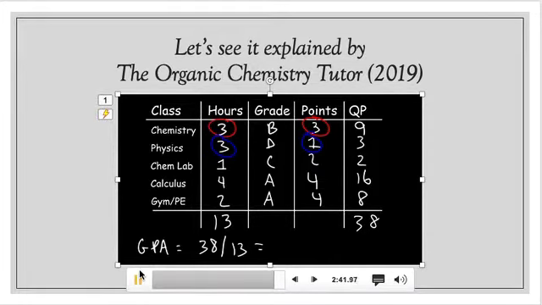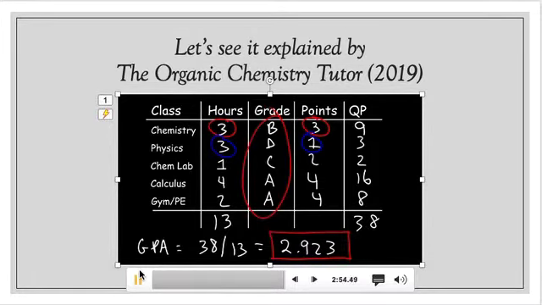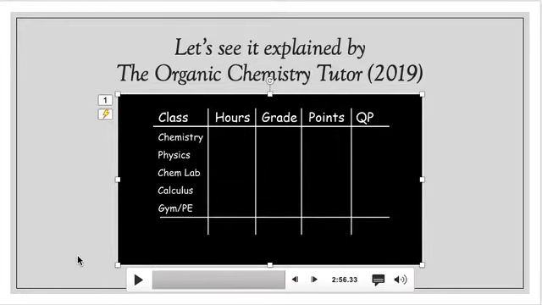So 38 divided by 13 is 2.923. So that will be your GPA for this particular semester if you're taking these courses and if you received these grades. That's how you can calculate it.